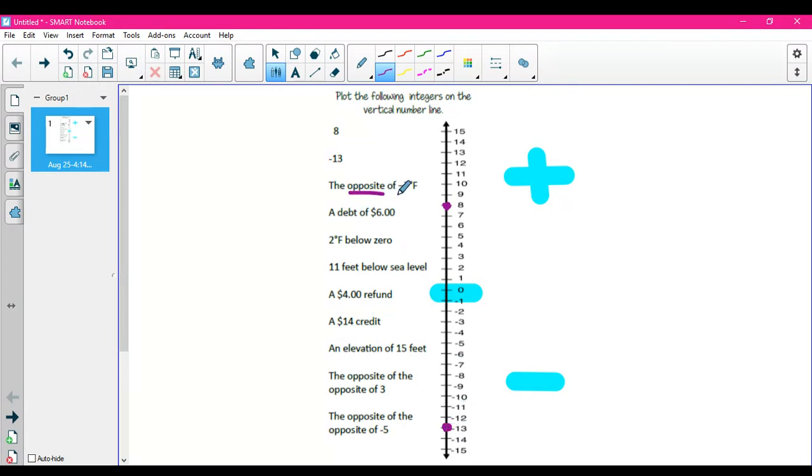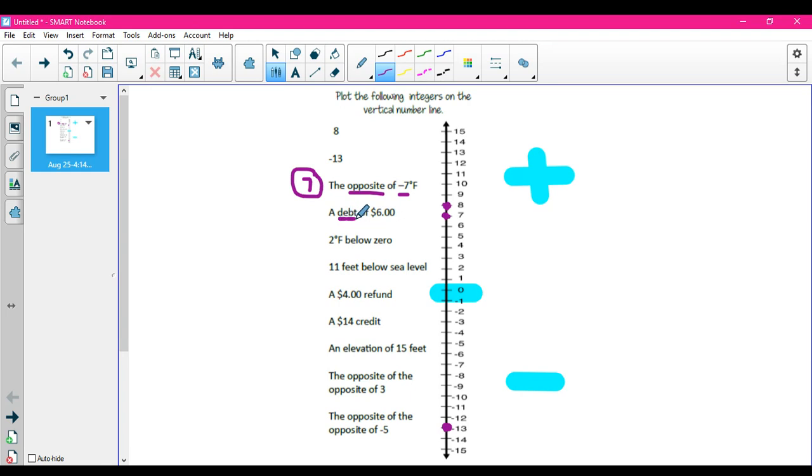The opposite of negative 7 is not negative 7. We have to know what the opposite of negative 7 is. The opposite would be a positive 7. A positive 7 is located above 0 on the number line because it's positive. So I'm going to plot positive 7.